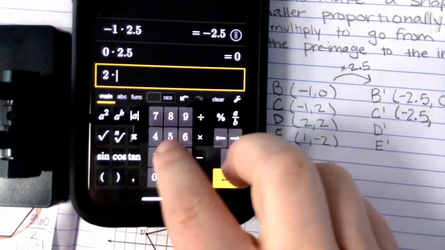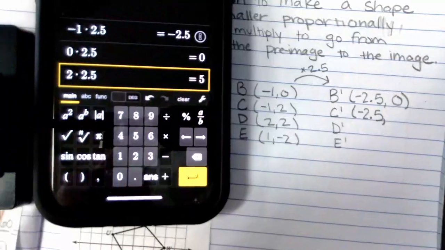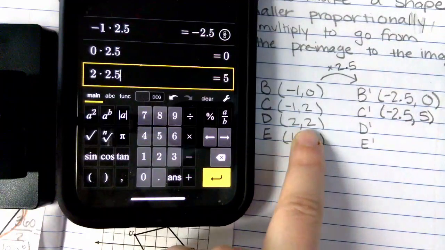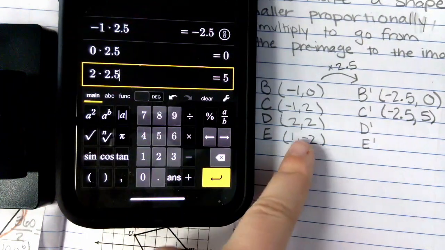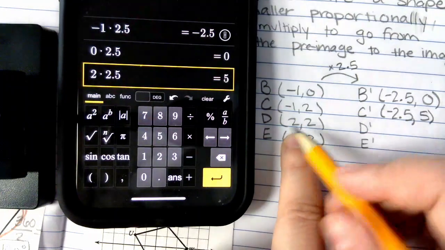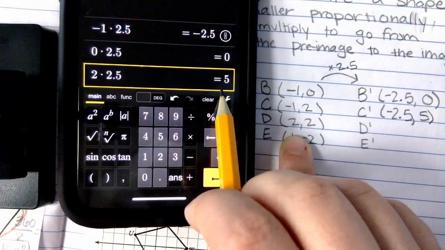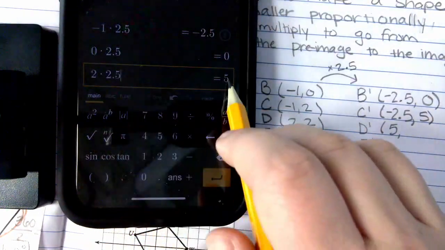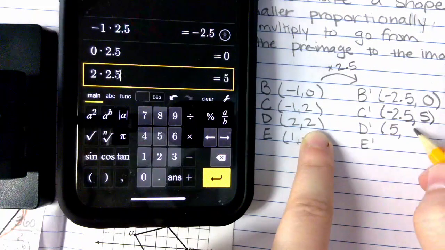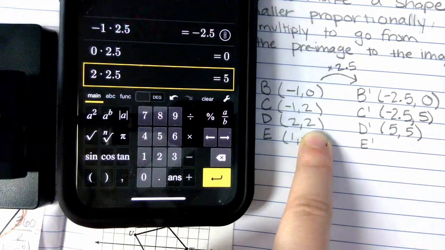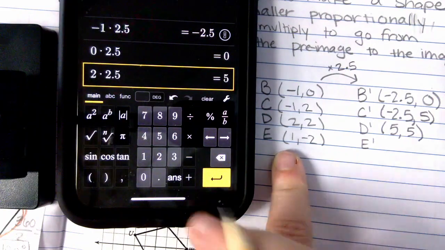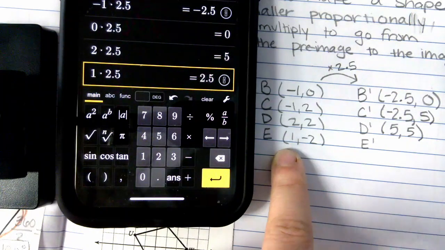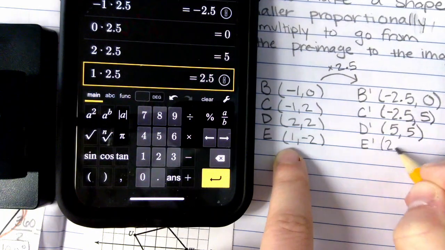So we're multiplying each of these x's and y's by 2.5. 2 and 5 tenths, 2.5. So 2 times 2.5 we just did in our calculator is 5. 1 times 2.5 is just positive 2.5. And negative 2 times 2.5 is negative 5.